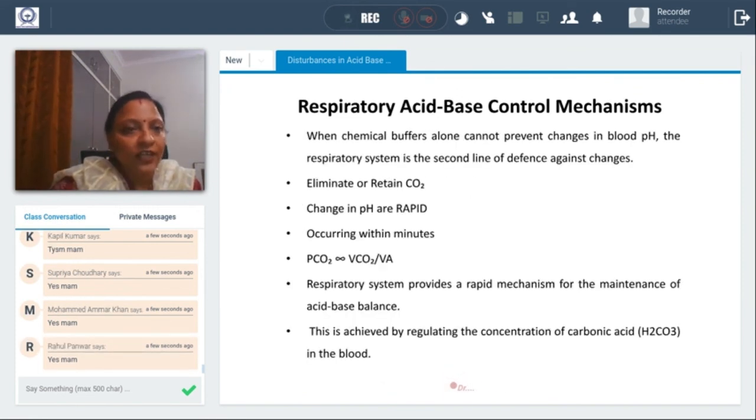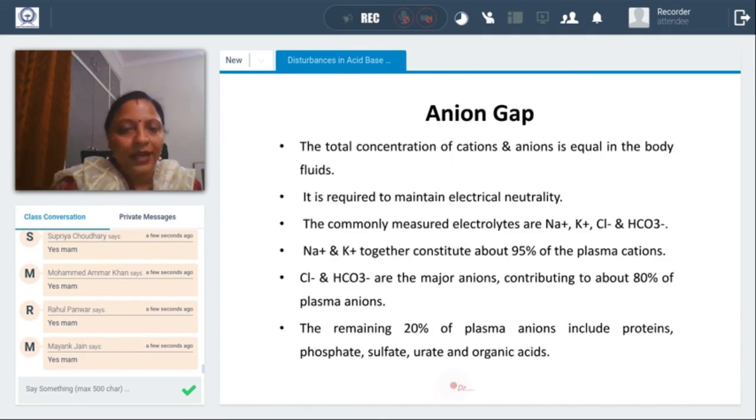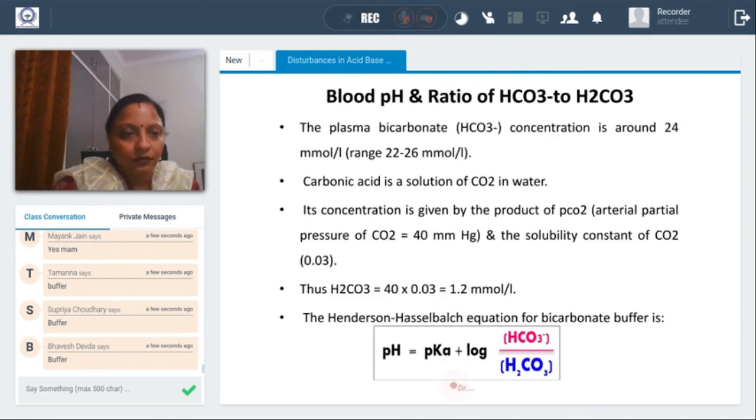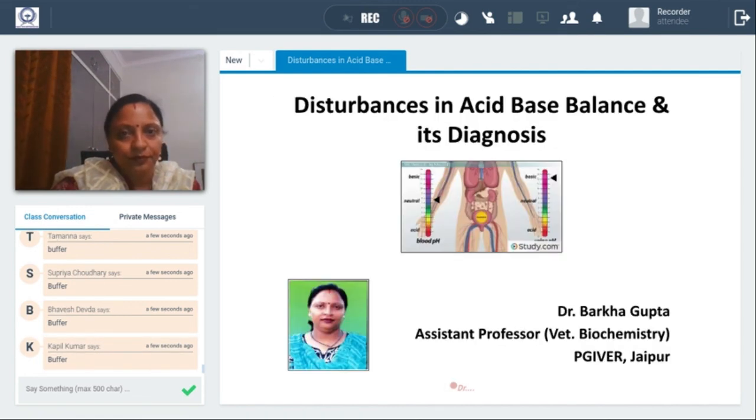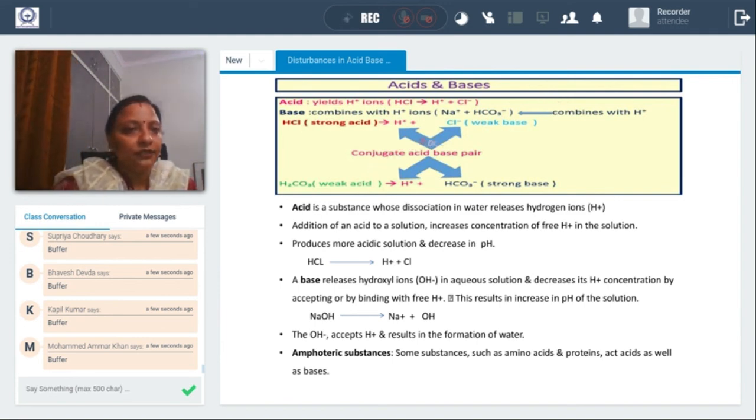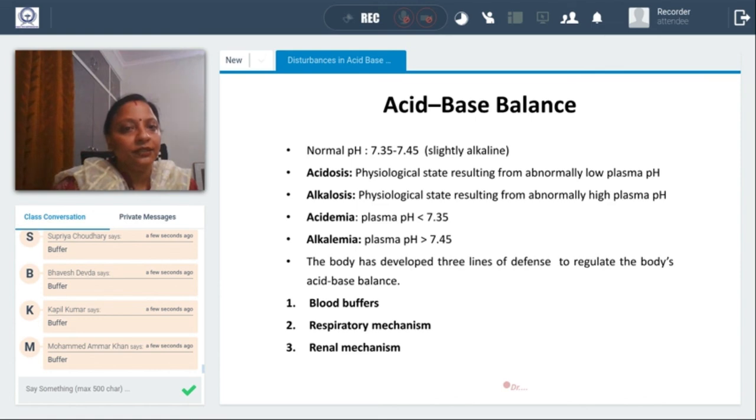So what is the first line of defense of acid-base balance or acid-base disorders? Buffer, yes. So you can see here what is acid, what is base, you all know. Acid is hydrogen ion, bases are OH minus or hydroxyl ions, which combine with hydrogen ions. Acid-base balance, what is acidosis, what is alkalosis?